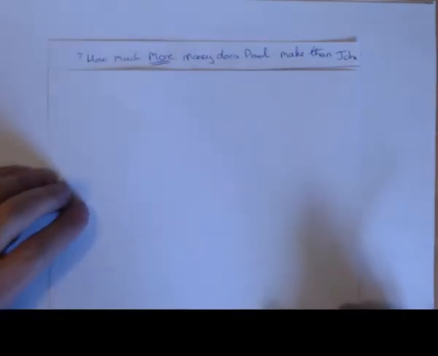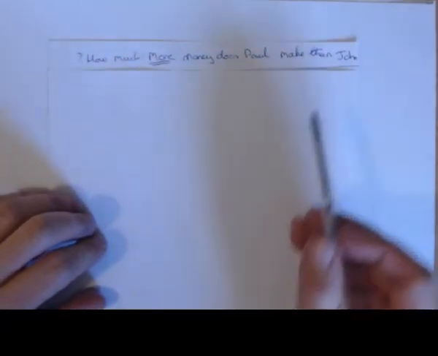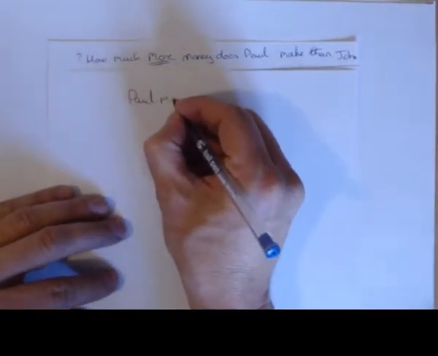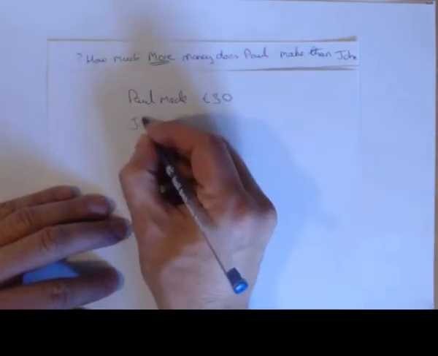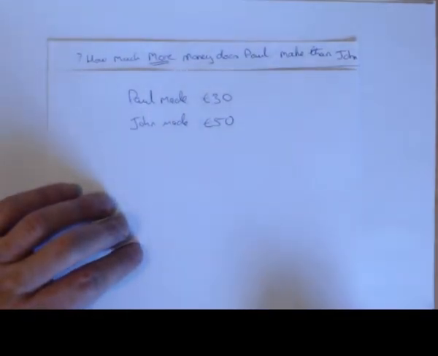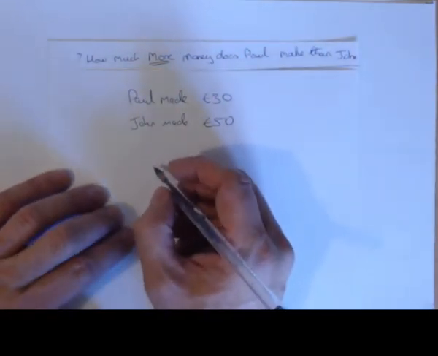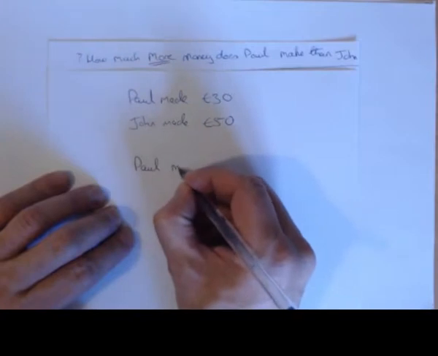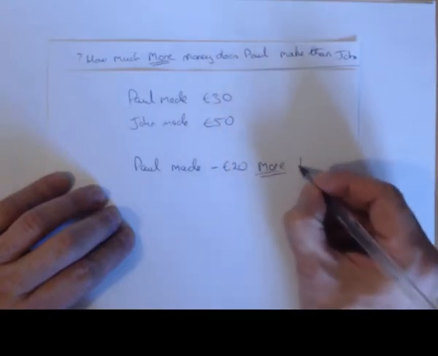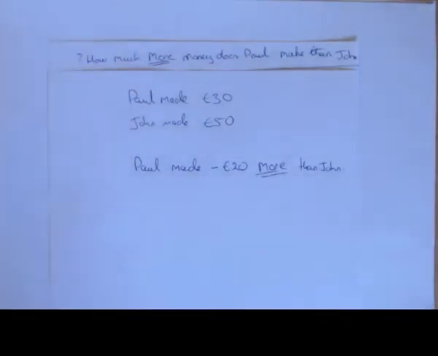So yesterday we looked at the idea of some negative numbers, when we came up with this strange idea that when we said how much more money does Paul make than John, normally if Paul made €30 and John made €50, we'd say that Paul made €20 less than John. However, when we ask the question how much more money does Paul make than John, instead of saying that he made €20 less, we say that Paul made negative €20 more than John. Which seems kind of a strange thing to do. I mean, normally in English we'd always say that he made less.